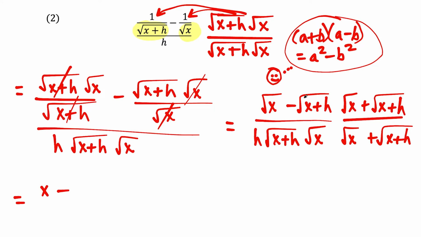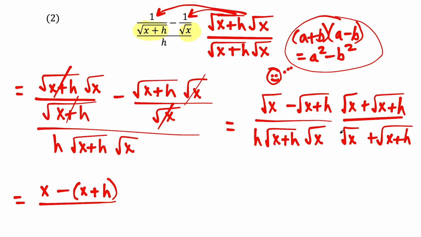Our b term would be radical x plus h, and if we square it, we have x plus h. But we just have to make sure that we write it in parentheses, because when we subtract, the minus has to distribute to both terms. And now on bottom, I'm going to distribute.